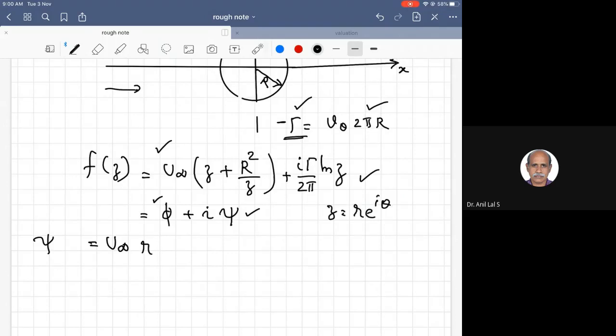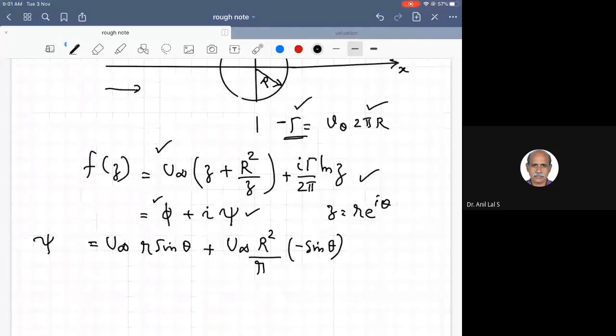So that is the substitution. You will have a term containing i, which is r sin theta, plus U infinity times the second term, r squared divided by r e raised to i theta, divided by r. So it becomes e raised to minus i theta, and the imaginary part comes with minus i theta. So we get a minus sign. Plus, and here there is already an i.